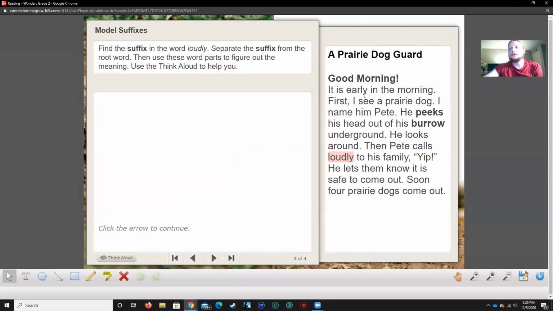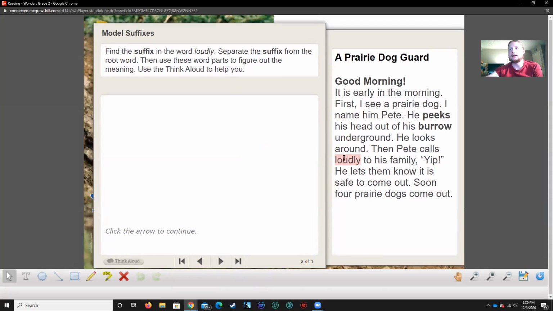So, it is early in the morning. First, I see a prairie dog. I name him Pete. He peeks his head out of his burrow underground. He looks around, then Pete calls loudly, "Yip." He lets them know it is safe to come out. Soon, 4 prairie dogs come out. So what word has a suffix in it?